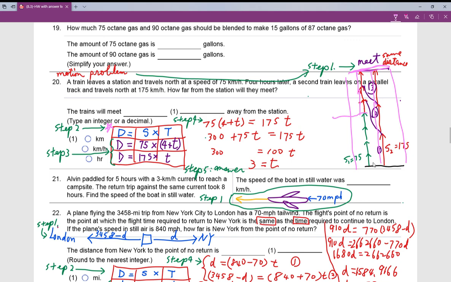Now, you don't know how many hours. After calculation, I know it's 3 hours, but we didn't know before we did the calculation, so pretend the second train needs t hours to catch up. And so speed multiplied by time equals distance. That's for the second train. But the first train spent 4 plus t hours because the first train started 4 hours earlier. So 4 plus t is the traveling hours multiplied by the speed equals d.